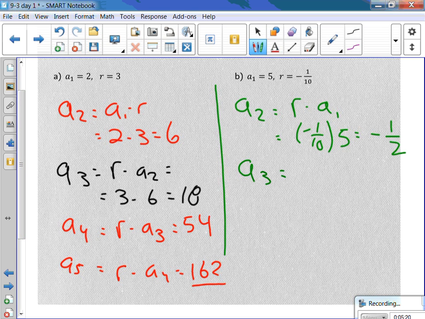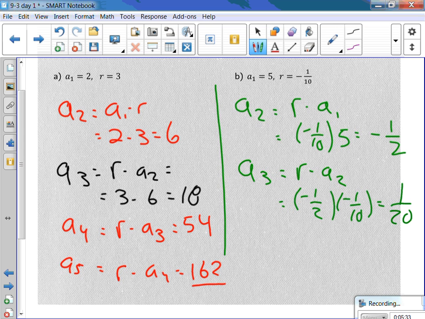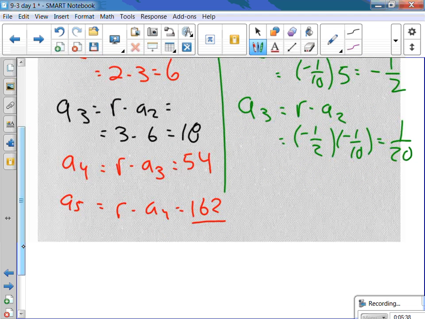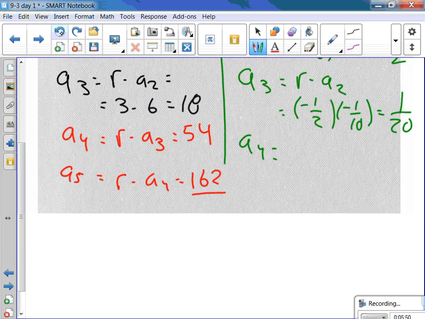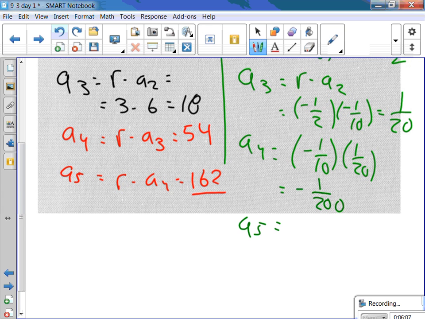A2. Absolutely. So our negative 1/2 times negative 1/10. Over 20 for our A4. Again, all we're doing at each step is multiplying by negative 1/10, right? And finally our A5 giving us 1 over 2,000. So just like we did before with arithmetic, we're just adding our common difference. In a geometric sequence, all we're doing is multiplying by that common ratio.